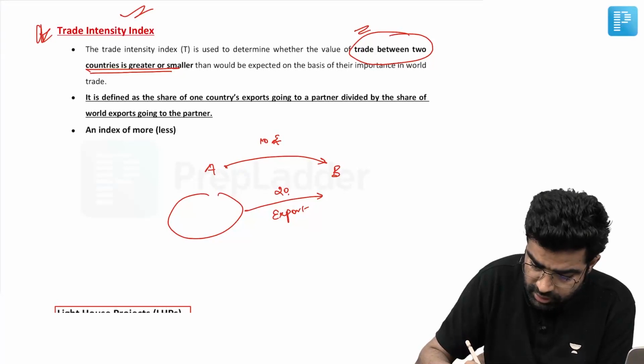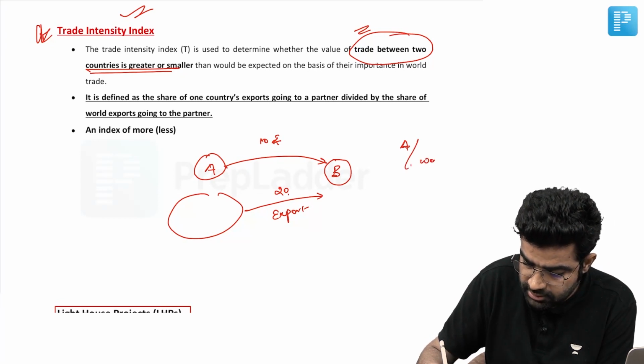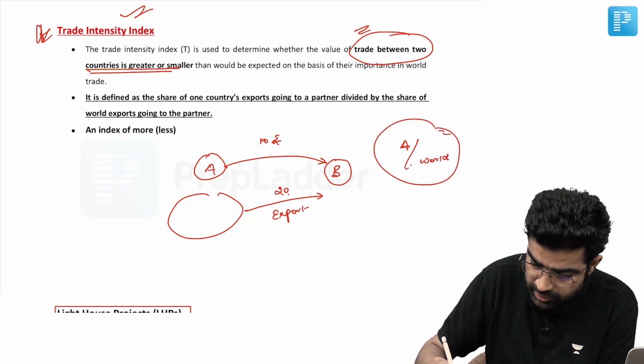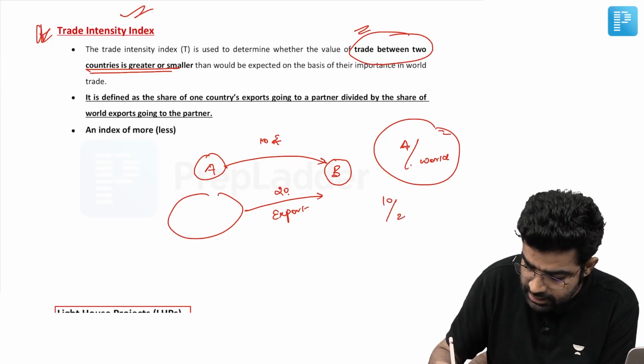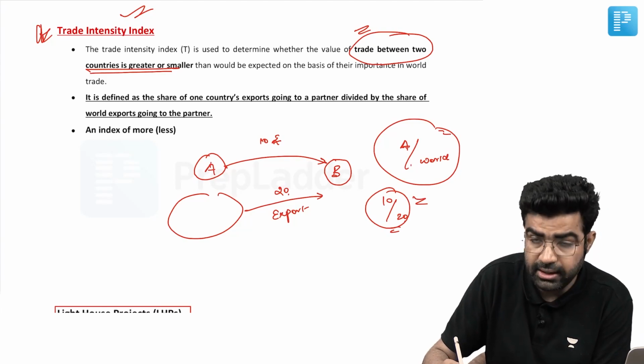So now if we want to see the intensity between A and B, the share of A is to be divided by the whole world when it comes to the world. Okay, so you will see 10 rupees out of 20. So this is going to be the intensity of trade between this A and B.